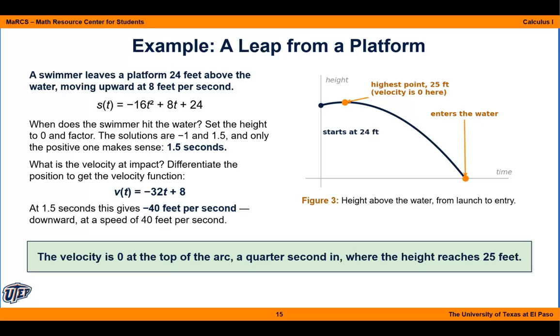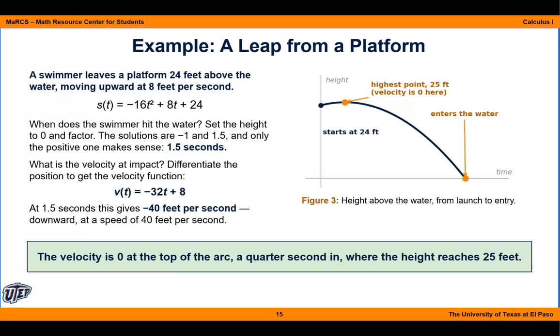Next, differentiate the position function. The velocity function is v of t is equal to negative 32t plus 8. At impact, v of 1.5 equals negative 40 feet per second. The swimmer is moving downward, and the speed is 40 feet per second.